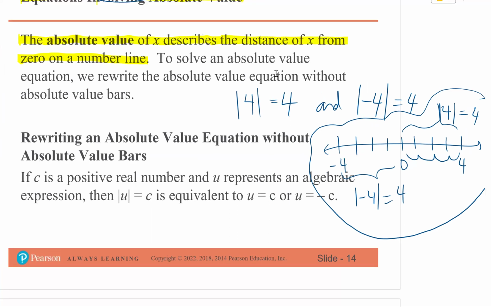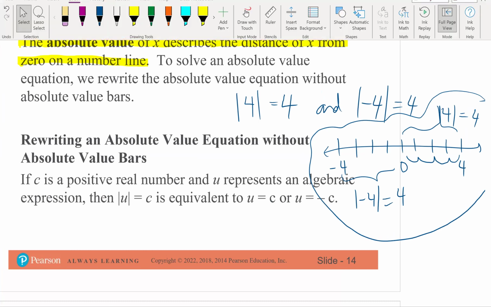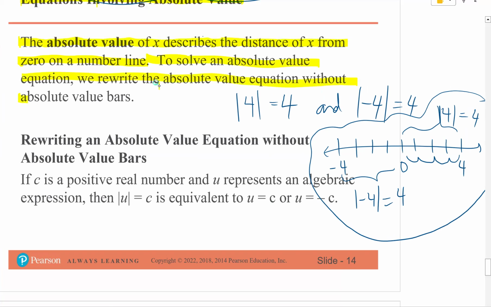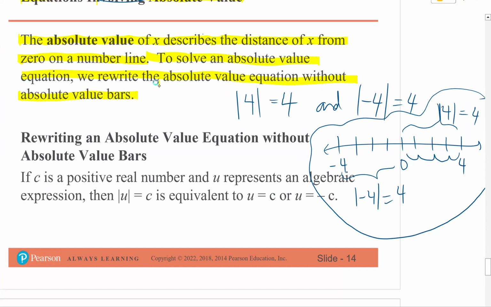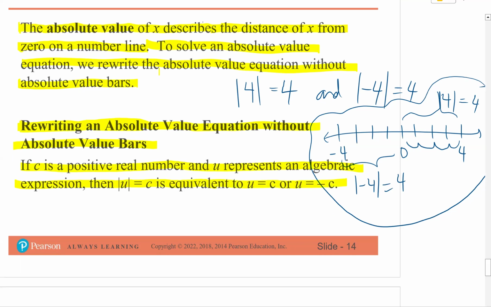Okay. How about now, to solve an absolute value equation, we rewrite the absolute value equation without absolute value bars. How do you do that? This is something you rarely see, but it's something to try to memorize or come back to if you forget. Just come back to your notes and look at it. Rewriting an absolute value equation without absolute value bars. How do you do that? If C is a positive real number and U represents an algebraic expression, then the absolute value of U equals C is equivalent to U equals C or U equals negative C.